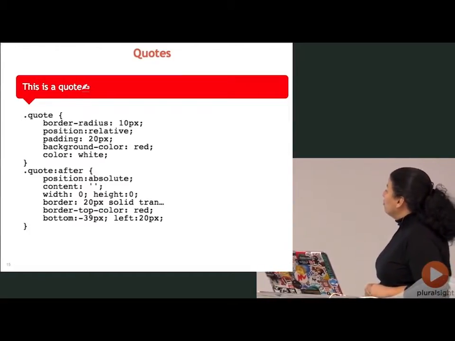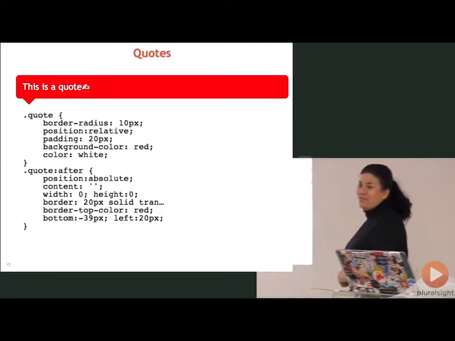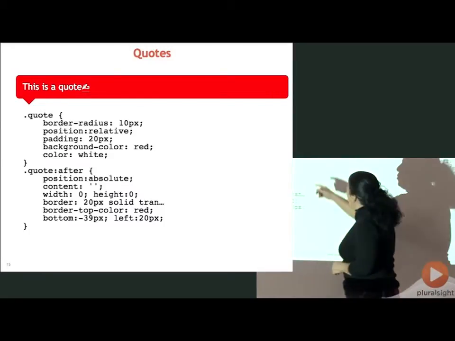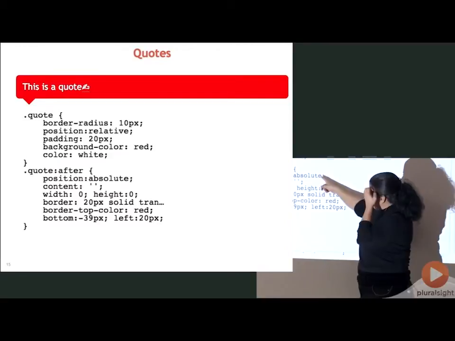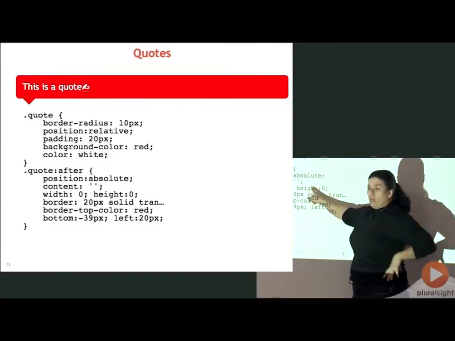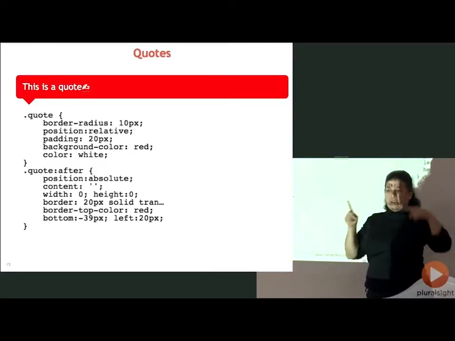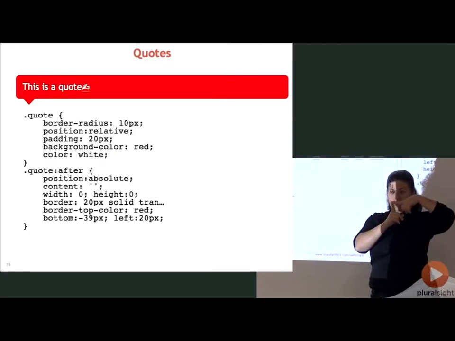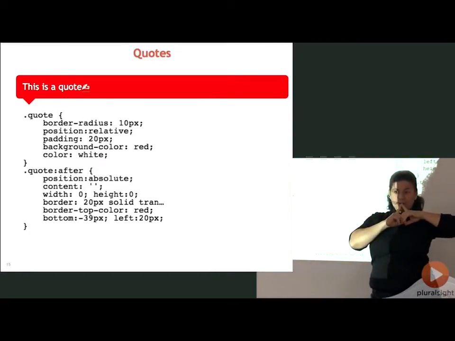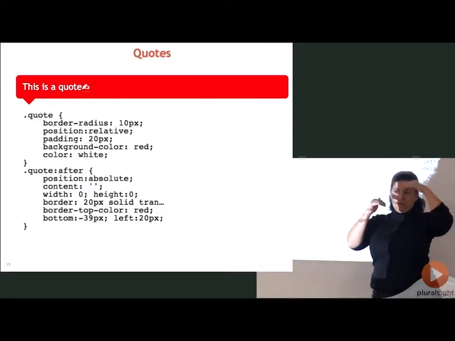So this is a quote, as you can tell because it says quote. And I just put a border radius of 10 pixels. And then after it, I positioned absolutely, height 0, width 0. So why did I do height and width of 0? So that it has a point. Because of the box model, right? If it actually had height and width, you'd have a trapezoid.